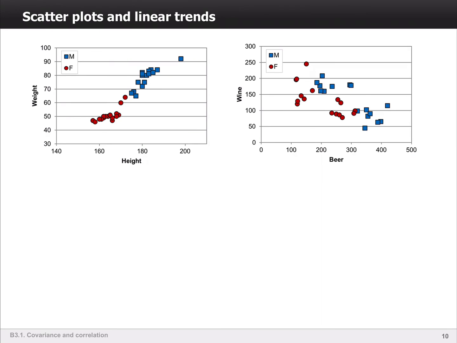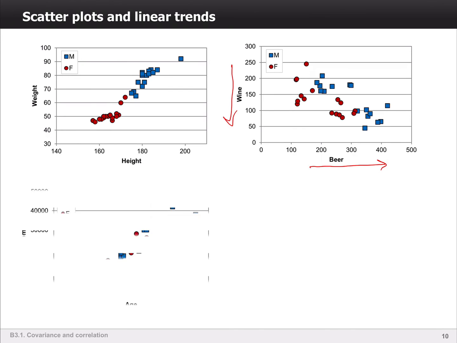Now, the beer and wine. Again, we have a linear trend here as well, but the points are more scattered around this imaginary line. That's one thing. The second thing is the direction of the trend. You can see that the direction of the trend is opposite, because if a person drinks more beer, this person drinks less wine, and vice versa. So later, we will learn that this kind of trend is called a negative trend, while the trend that we can see for height and weight is a positive trend.